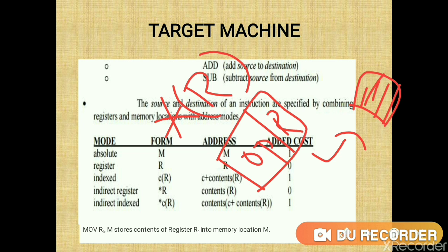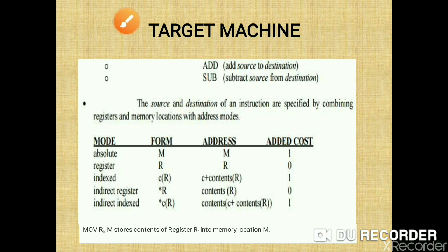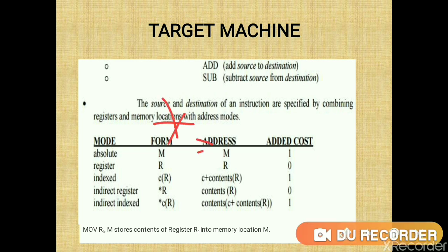Next is indirect indexed. In the case of indirect indexed, the value is like contents of C plus contents of R. The star already represents contents, right? Contents of C of R. What does C of R represent? C plus contents of R. That is how we are getting it.